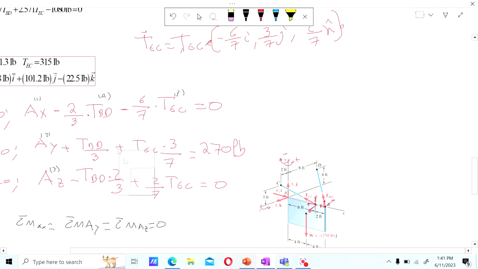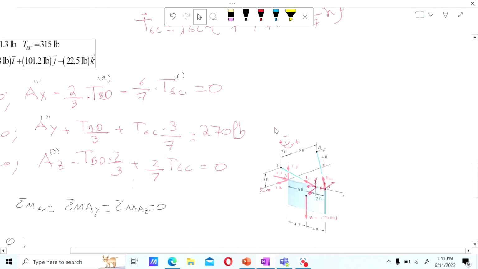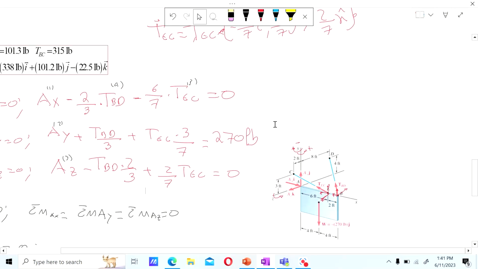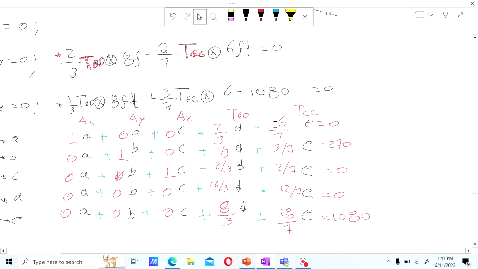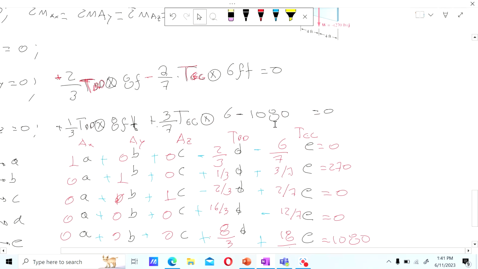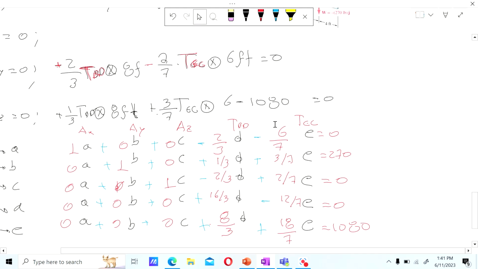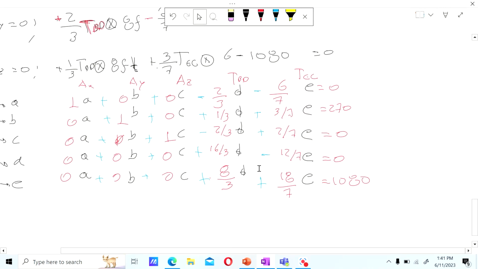All right, this is the time to confirm. AX: negative 2/3 and negative 6 over 7. Equation 2 is AY: positive 1/3, 3 over 7. Yep. Equation 3 is negative 2/3, 2 over 7, positive, yep. Equation 4 has no AX, no AY, no AZ, same as equation 5, but equation 4 has 2/3 times 8, which is 16/3, and negative 12 over 7. Yep, equation 5 is 8/3 and 3 over 7 times 6, so 18 over 7. All right, so this is how we set up the equations.